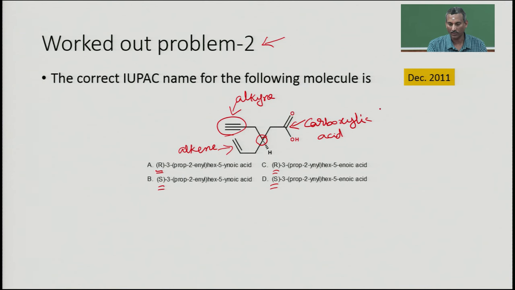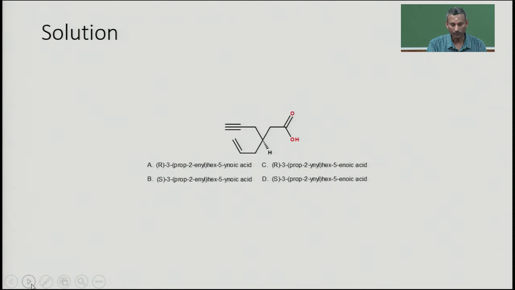So, the carboxylic acid gets the highest priority, but the next one is whether yne, that is the alkyne unit, or ene, that is the alkene unit. So, which should get the priority in the naming? So, that is what we have to see in this particular example.